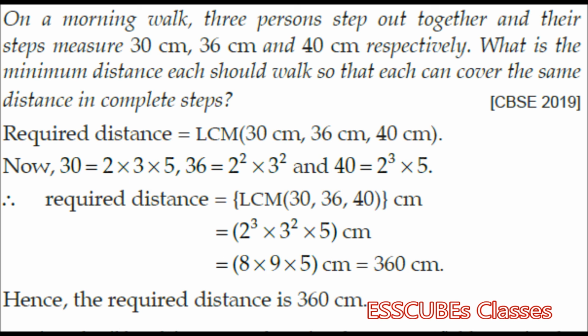On a morning walk, 3 persons step out together and their steps measure 30 centimeter, 36 centimeter and 40 centimeter respectively. What is the minimum distance each should walk so that each can cover the same distance in complete steps? Now check over here, the word is given as least or the minimum.